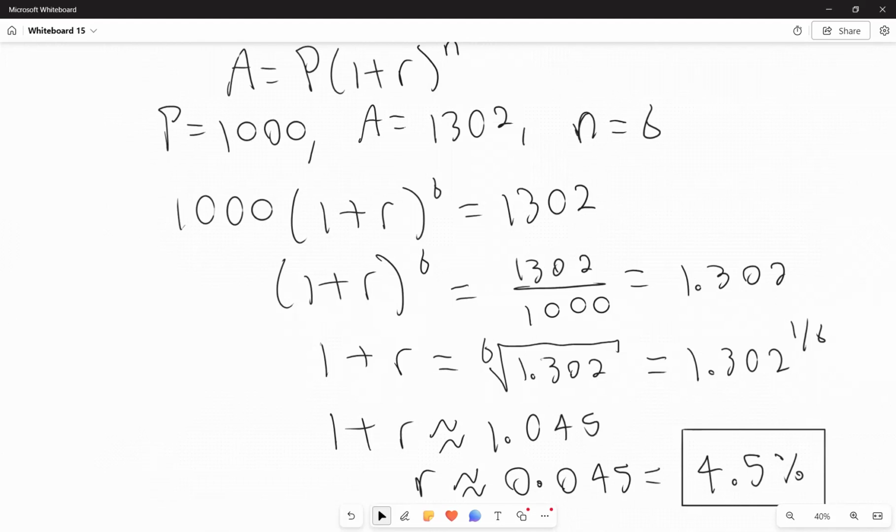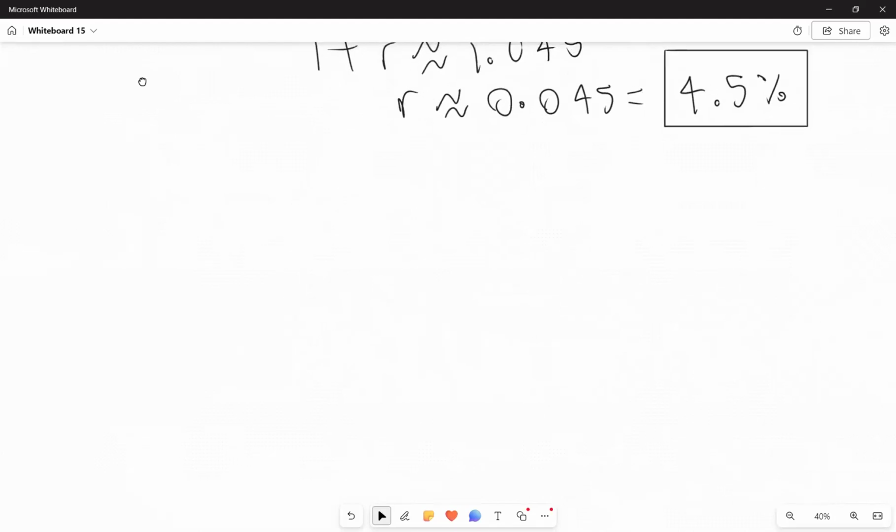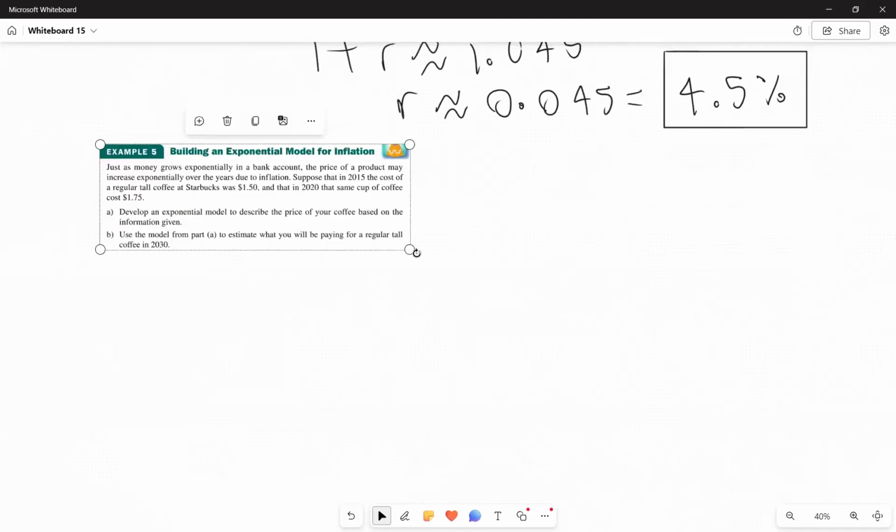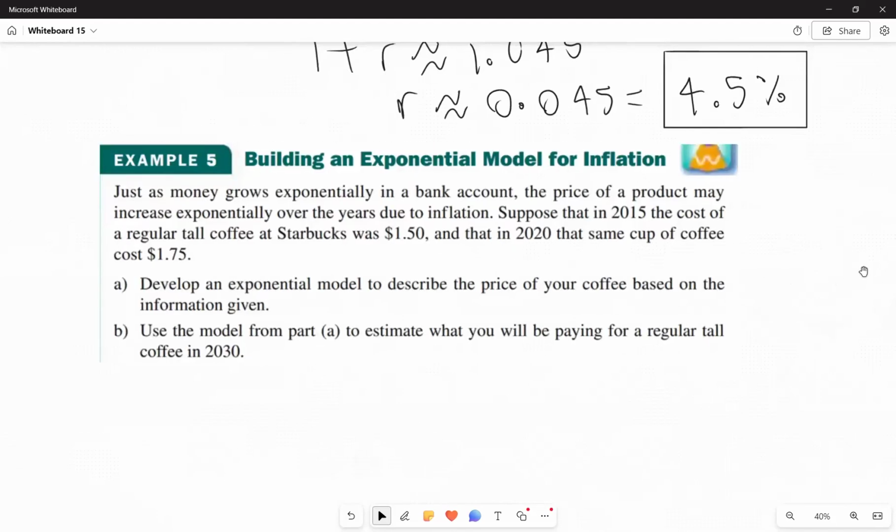Okay, now, I'll do one more example. That's example 5 of this section. So I'm going back to that page. And there it is. That's on page 343.